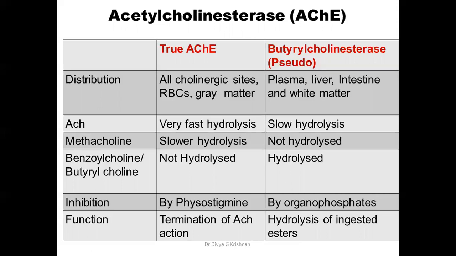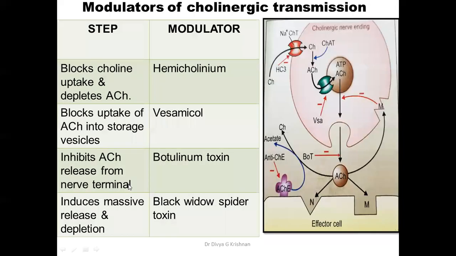Now, how is it inhibited? This enzyme, that is the true cholinesterase, is inhibited by a drug called physostigmine, and the pseudocholinesterase is inhibited by organophosphates. Now, the main function of cholinesterase is termination of acetylcholine action. You have seen that it hydrolyzes the acetylcholine very fast. So that is the main action. Whereas the action of pseudocholinesterase is hydrolysis of ingested esters like benzoylcholine and butyrylcholine. So with that, we have completed the cholinergic transmission.